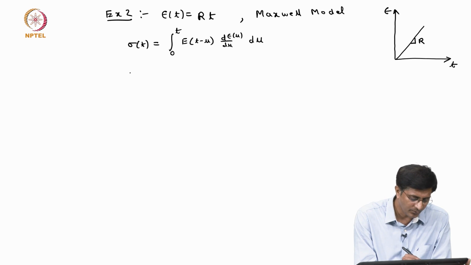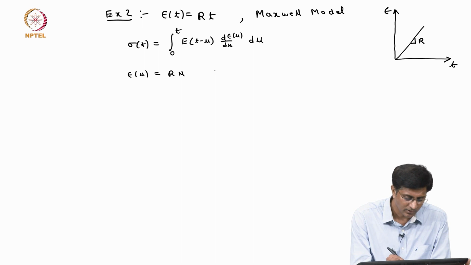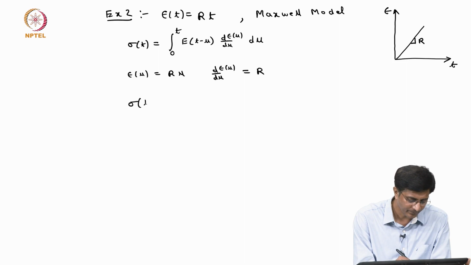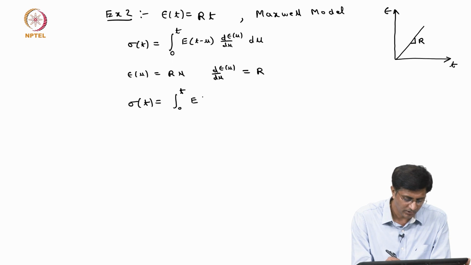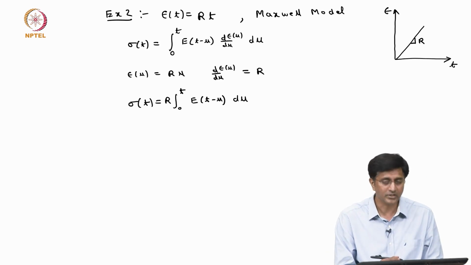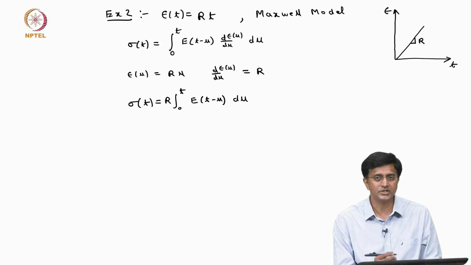Again, let us write the input in terms of u, which should be r u, and then d by du of the input epsilon of u is simply r. Now if we substitute this into the integral, we get the integral from 0 to t of E of t minus u times r. Since r is a constant, I can take it out of the integral and write it as r times the integral of E of t minus u du. At this time we need to know what this function E, the relaxation modulus, is.